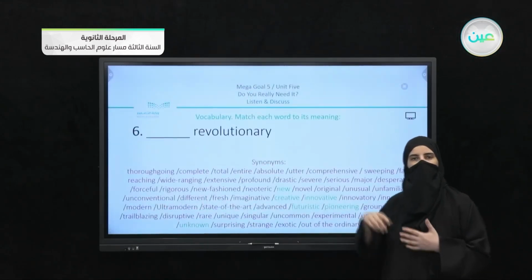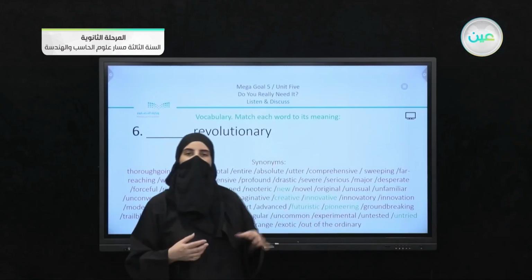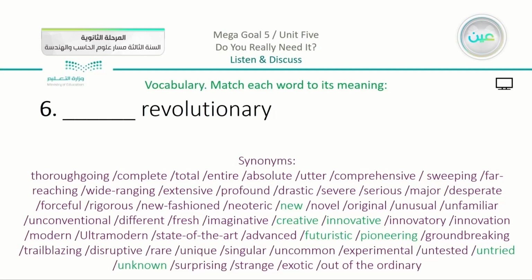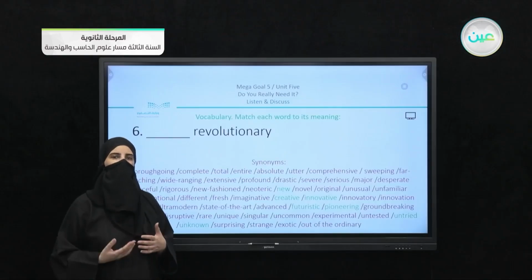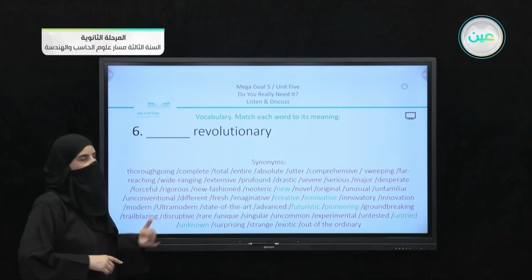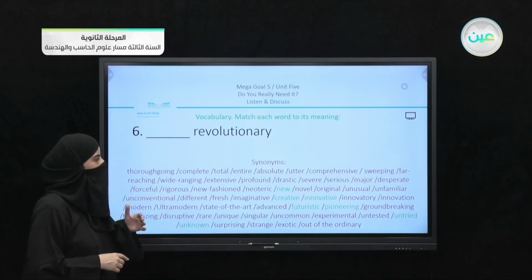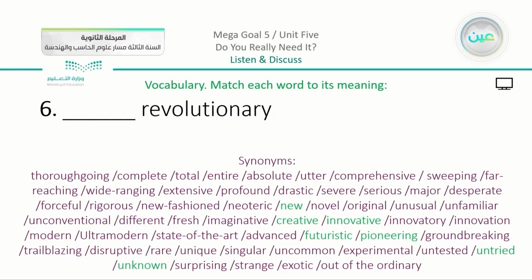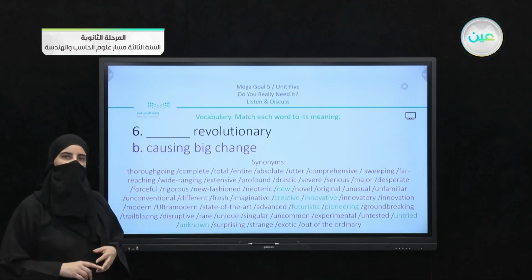Number 6, I also showed you this picture of the word revolutionary, and we have here all these meanings for revolutionary. Actually, we have here a capture of complete meanings, but the ones that are related to our lesson are the words in the green part. Now, do you remember yesterday's lesson when we talked about the sneakers and we said that they are revolutionary? So they can be close to saying that something is new, creative, innovative, futuristic, pioneering, untried, or unknown. So all of these meanings are related to the meaning that we have in the book, which is B, causing big change.